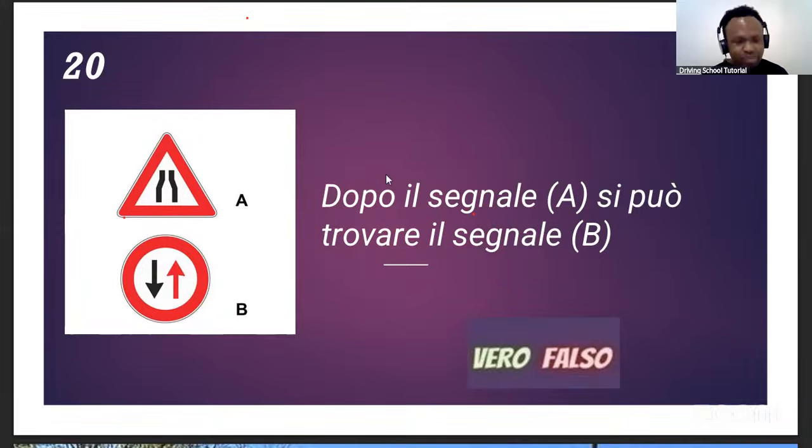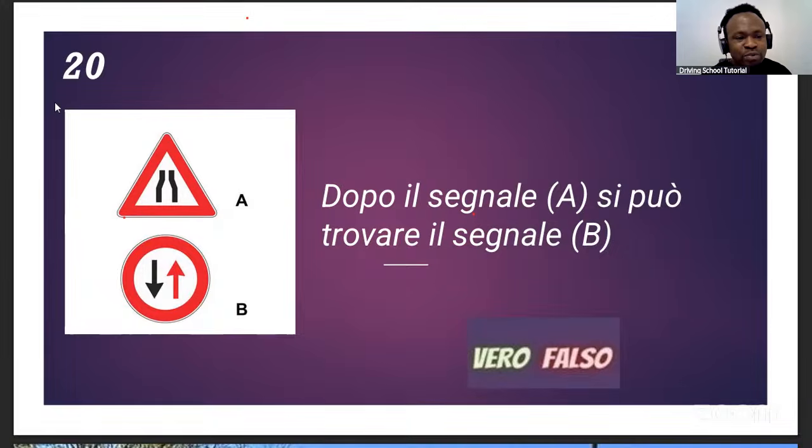Okay, so what is this sign here? The sign A is segnale di pericolo. You understand? Sign A is segnale di pericolo, which is telling me that, hey, Mr. Frank, pay attention that in 150 meters from here, you are going to encounter a bottleneck road whereby two vehicles cannot pass at the same time, contemporaneamente. That's two vehicles cannot pass at the same time.